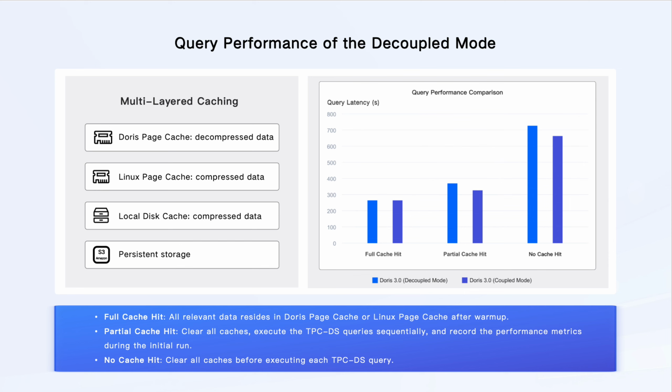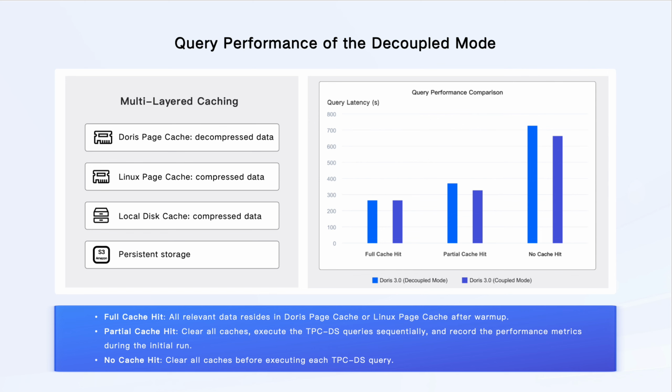Now, when users first start exploring the compute storage decoupled mode, the first question they usually ask is, how's the performance? And that's a great question because moving storage off local disks and onto remote object storage definitely changes how data is accessed. Before we talk about performance, I'd like to break down the multi-layer caching system of Apache Doris for you. Let's take a look at the diagram on the left.